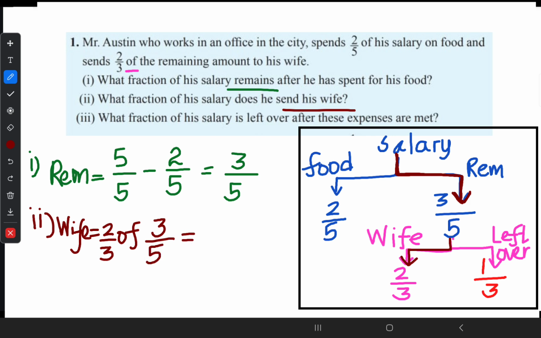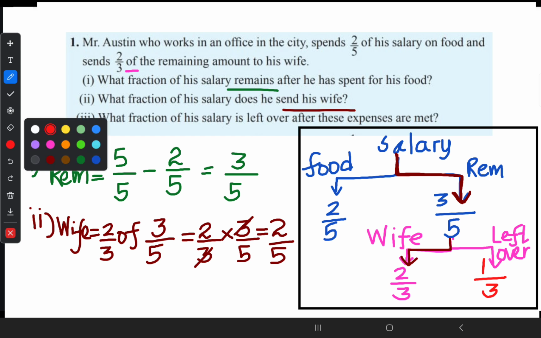Of means multiplication. We can simplify this. 2 over 3 of, that means multiplication, 3 over 5. We can simplify to get the answer as 2 upon 5. From the total salary, he is sending 2 upon 5 of his salary to his wife, not 2 upon 3. That's important because from the salary he is not sending to his wife directly. That's what you should understand. That's why I am repeating this again and again.